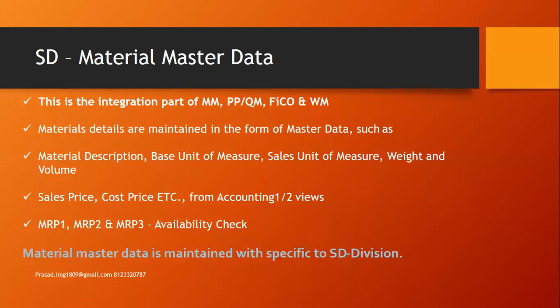Here the material master data is maintained specific to the SD division. We all know that the SD division is a group of products, a group of materials. Typically the division is defined as a group of materials, so each material will have its own division. The same material cannot be maintained in multiple divisions, which we have to remember. That is why we say that material master data is always maintained specific to the SD division.